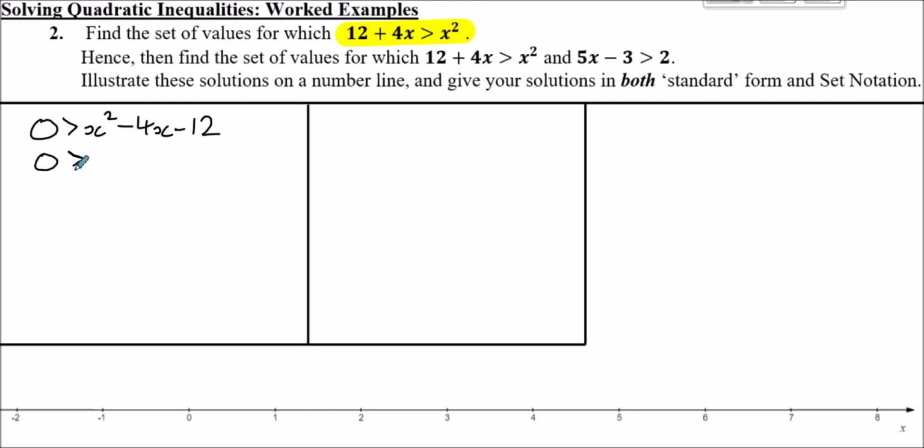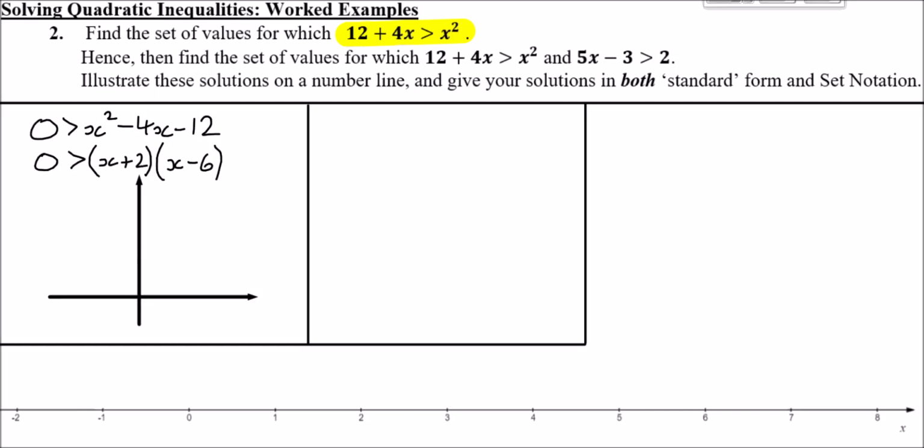This will now factorise quite nicely, and so two numbers that multiply to minus 12 yet add up to minus 4. That's going to be x plus 2 and x minus 6. So if you imagine a sketch graph of this, the critical values here are going to be where x is minus 2 and x is positive 6. So just get this straight.